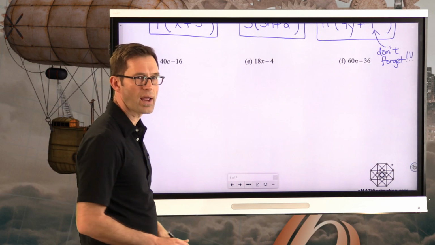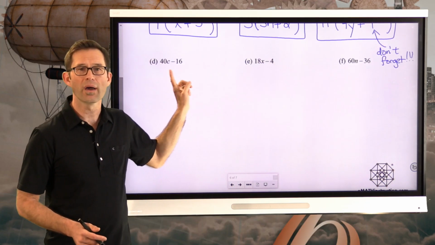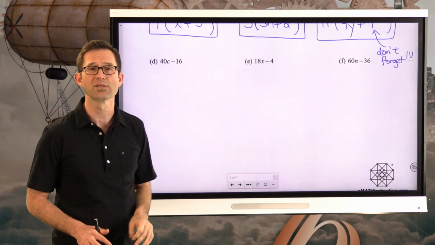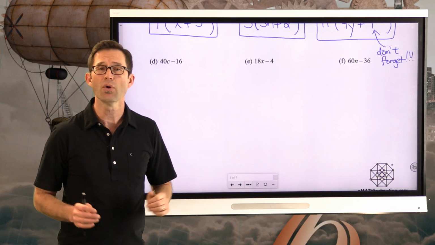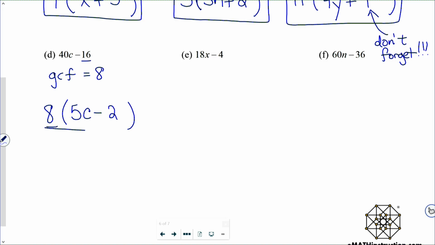Now the rest of these have subtraction, but subtraction and addition work the same with the distributive property. So 40c minus 16: if I look at the 40 and I look at the 16, the biggest number that divides into both nicely is the number 8. So we've got a GCF, in this case, of 8. I write my GCF down. I think, what do I multiply 8 by to get 40? That's going to be 5. The c comes along for the ride. Then I think, what do I multiply 8 by to get 16? And that's going to be 2.